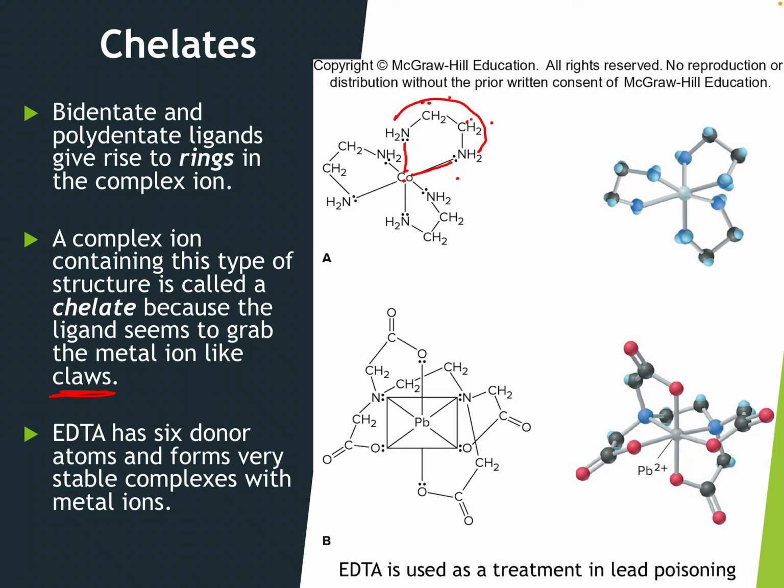EDTA has 6 donor atoms and it forms really stable compounds with metal ions. So if you look, here's our lead, and it is forming 6 bonds. So it's got 1, 2, 3, 4, 5, 6. So that whole monstrosity is 1 ligand. That 1 ligand has made 6 bonds with the lead. And it's actually really cool. EDTA is used as a treatment in lead poisoning because it can do this whole grabbing onto the lead. So if you happen to have lead poisoning, EDTA can be used as a treatment because it will go through the body, it will find lead, and it will use its claws or its teeth, and it will bite onto the lead, and it can be removed from your system.